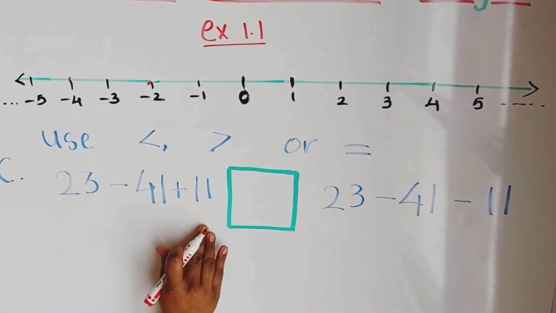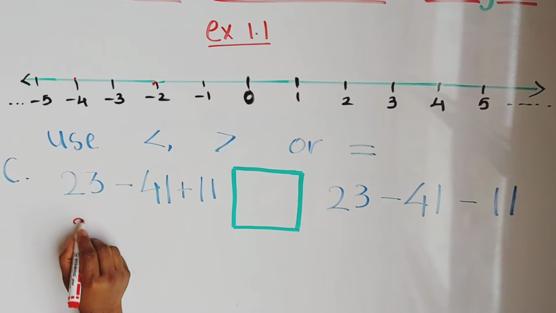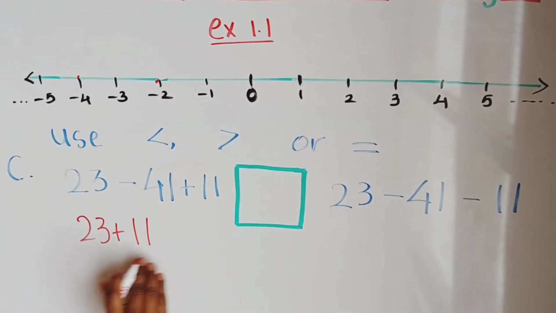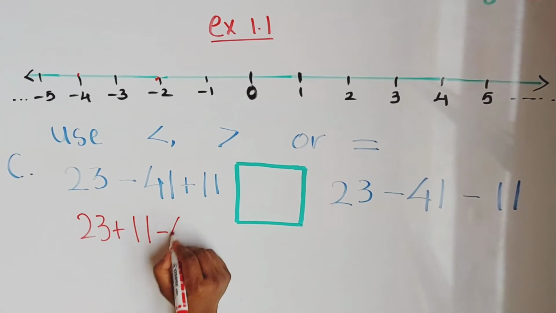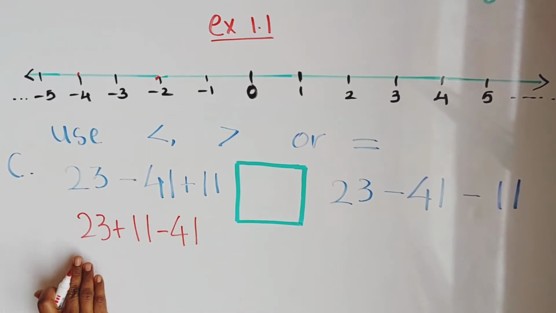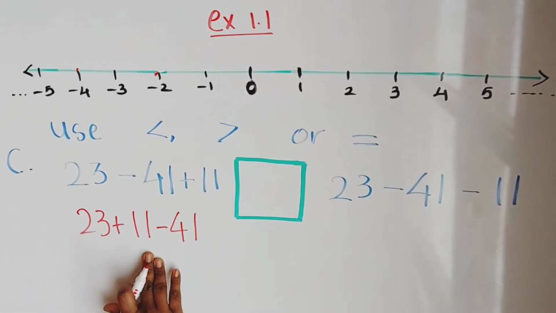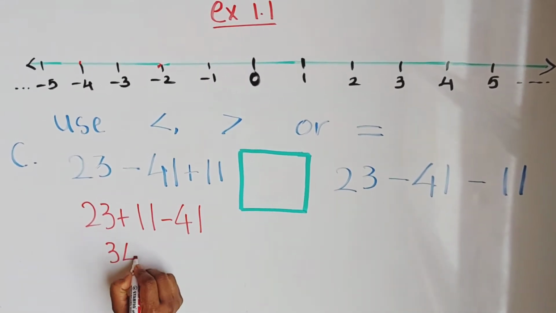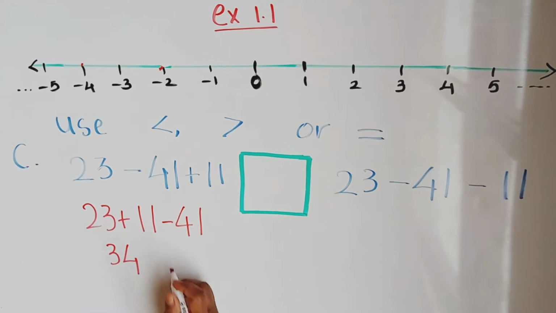Question C. 23 minus 41 plus 11. First we will see positive numbers. Write one side and negative number minus 41 this side. Okay. One positive integer and another positive integer. You can add directly. It is 34. 23 plus 11 is 34.